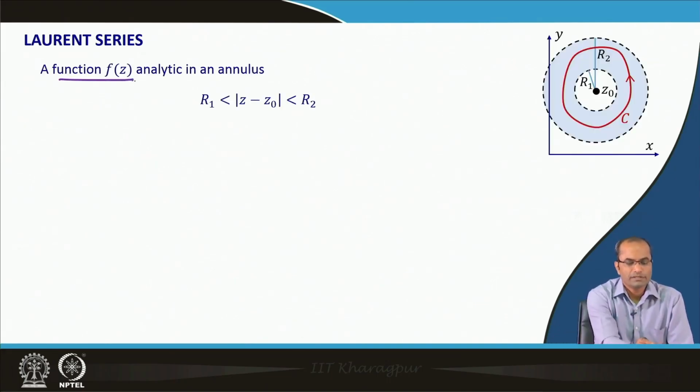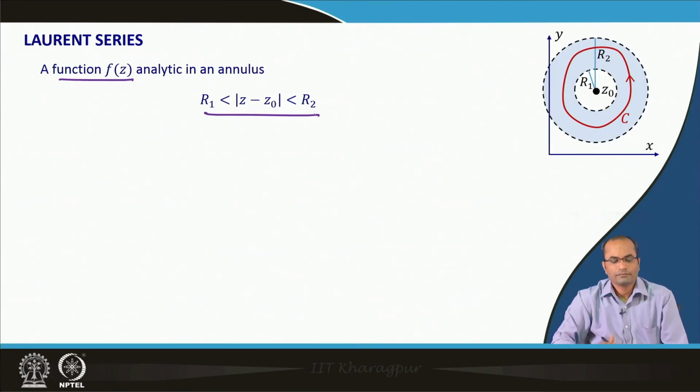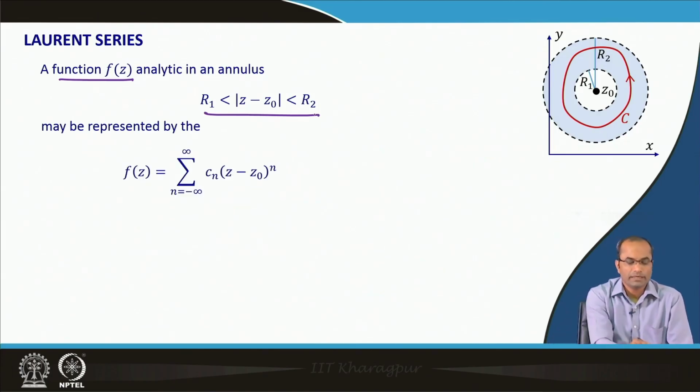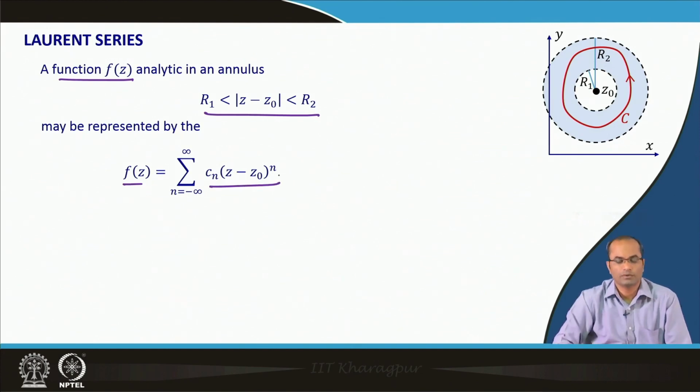Suppose this function is analytic in this annulus, which is bounded by these two circles whose radii are R1 and R2. Then this function can be represented by the power series representation, sum of C n (z minus z 0) power n, where n now goes from minus infinity to plus infinity. In the Taylor series it was from 0 to infinity.